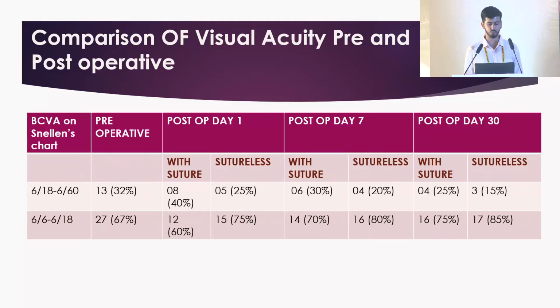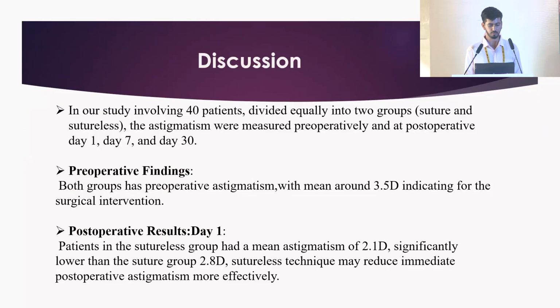This table shows the visual acuity measured pre-op and post-operatively, in which visual acuity improved to 6/18, which was due to decreased astigmatism after surgery. In my study involving 40 patients divided equally in 2 groups, astigmatism was measured pre-op and post-operatively on day 1, day 7 and day 30. Pre-operatively, both the groups show a mean astigmatism around 3.5 diopter, indicating the need for surgical intervention.